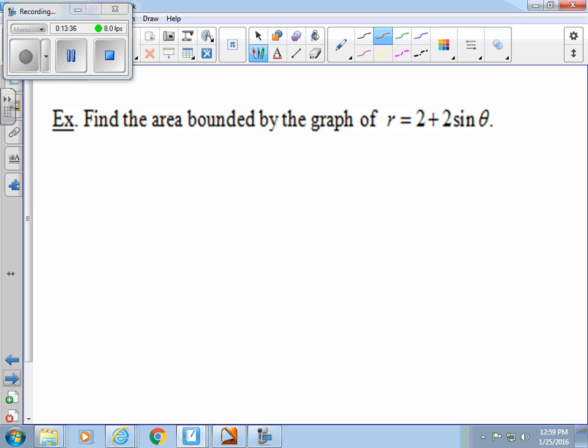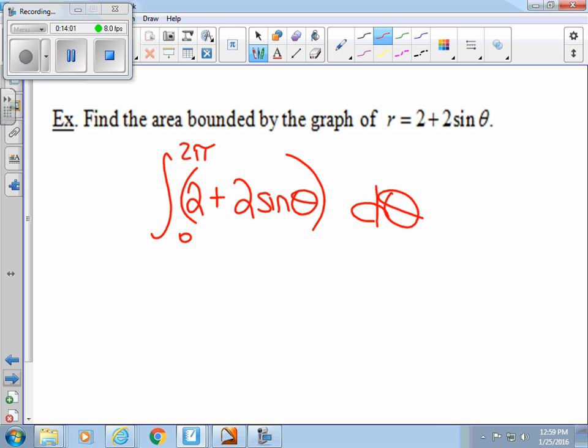If I want to find the area in this whole graph, what are my endpoints on theta? 0 to 2 pi? Everyone agree? I'm going to go all the way. What is my rule for area of a polar graph? 1/2 r squared d theta. You know that rule? That's just the area of a polar graph.